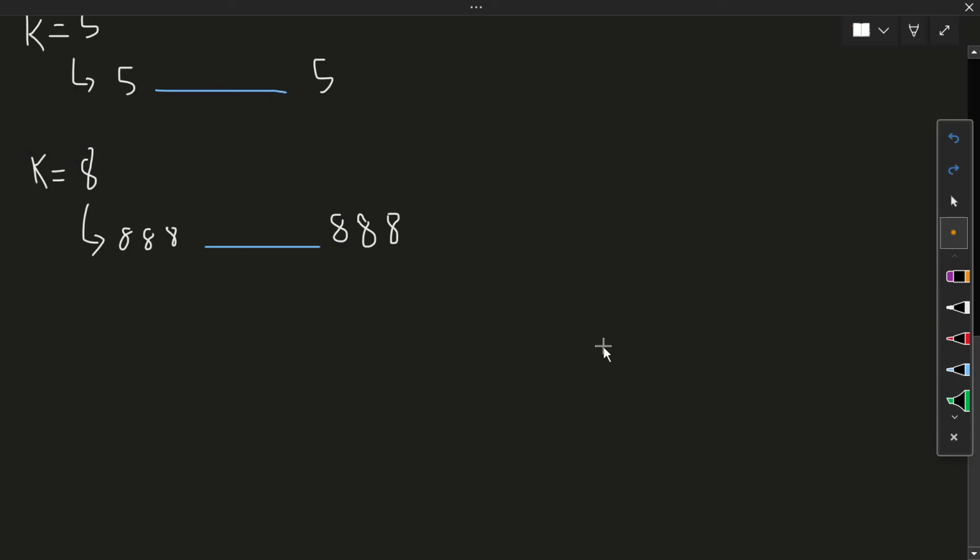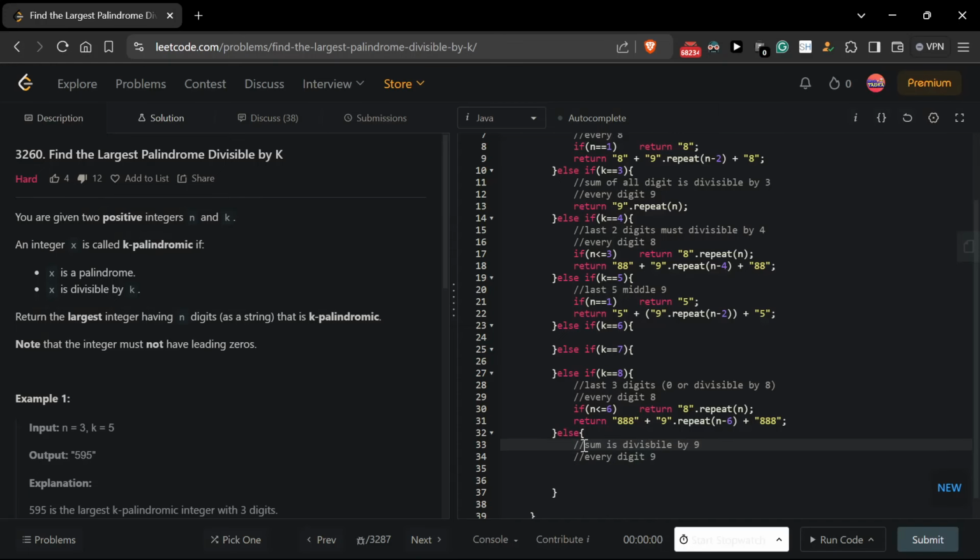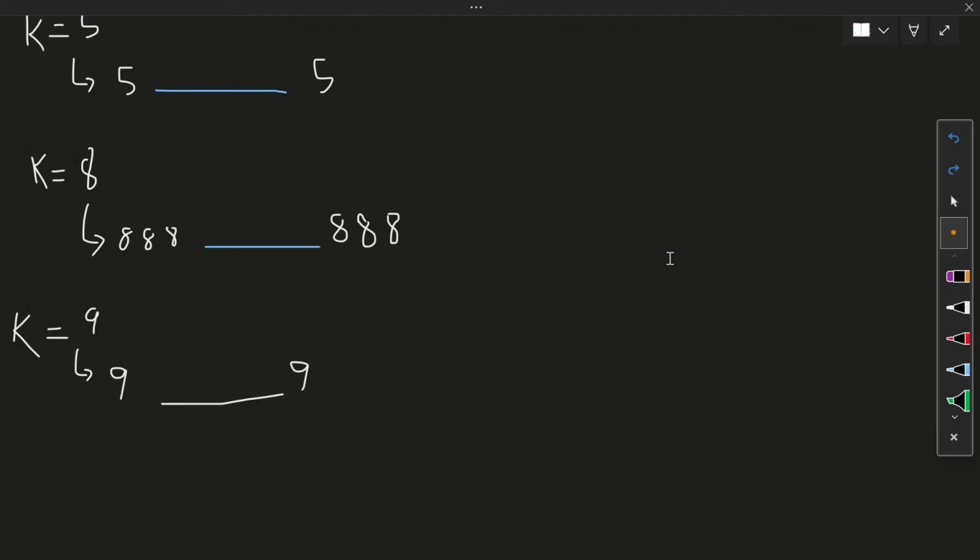Then what about 9? If you talk about 9, the sum must be divisible by 9, so every digit can be 9. It is simple. So let's talk about 6 and 7.